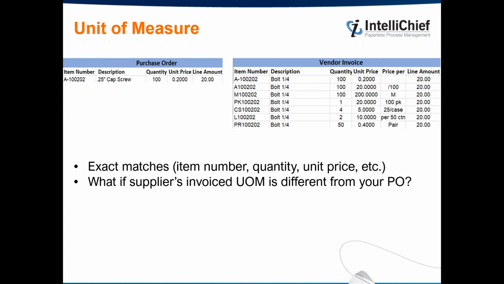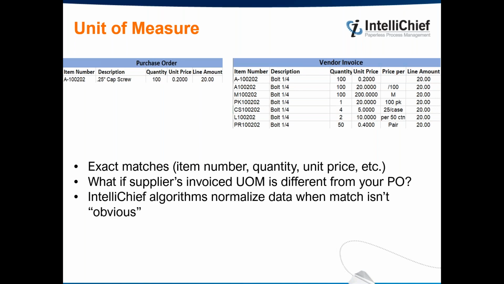So there are unit of measure discrepancies that your team might be doing by hand, looking at, having to interact with and figure out. IntelliChief has algorithms running behind the scenes to identify that a quantity of 4 with 25 each is the same thing as a quantity of 100 and automatically processing that match for you.